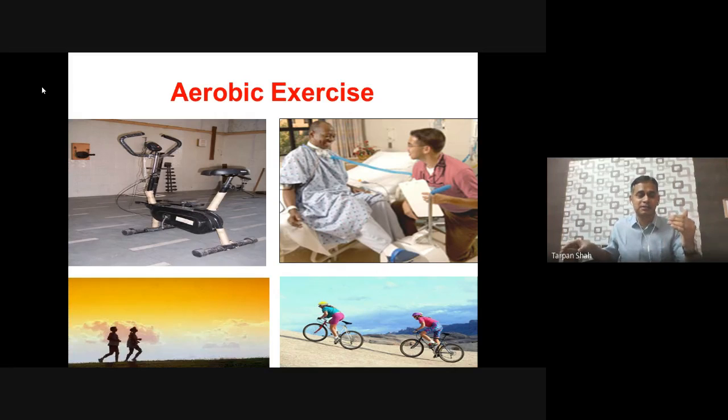So, ATP-PC system, anaerobic glycolytic system, aerobic glycolytic system. You want to use the aerobic system, and you want the patient to perform the exercise for a longer duration. Very, very important for aerobic exercise are two things. The first one is the warm up and cool down. Without fail, just don't start giving the exercise to the patient.